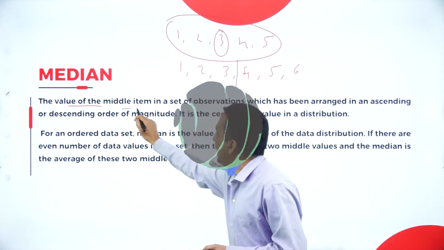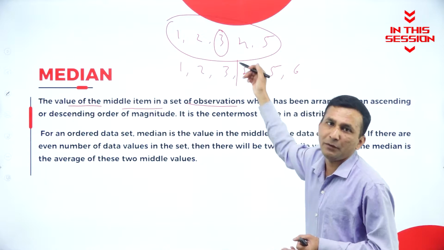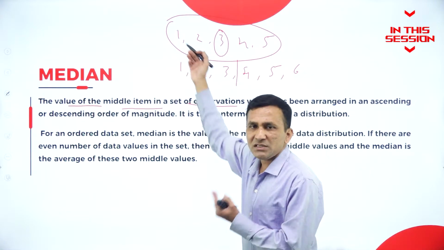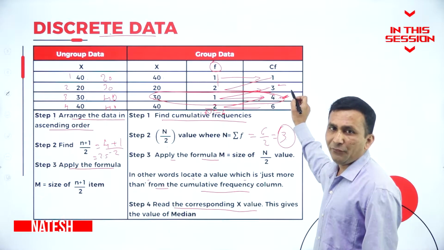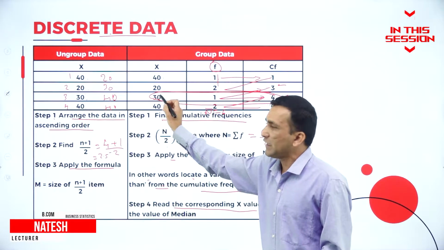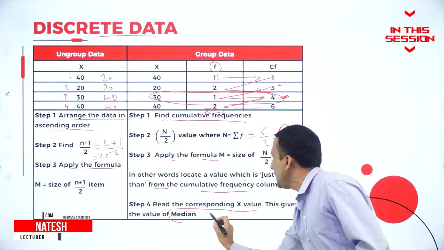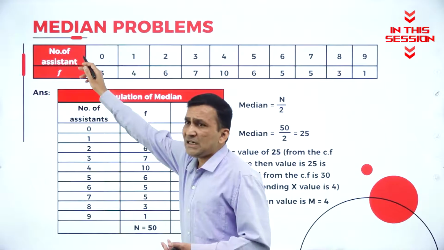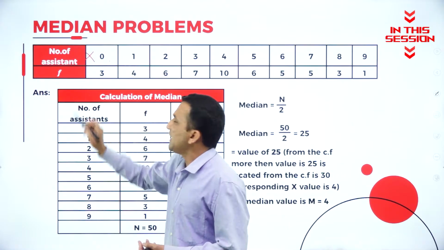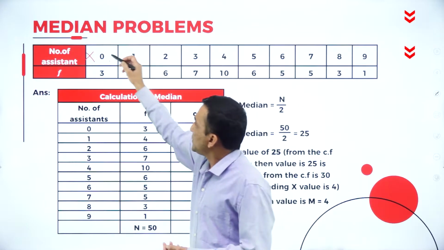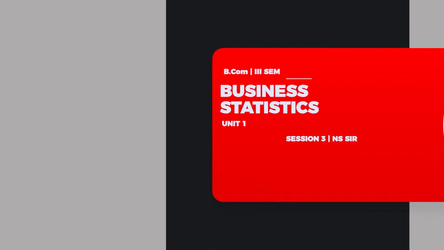The value of the middle item in the set of observations. There are two sets of observations we are able to see: one is odd numbers and one more is even numbers. After locating the more-than cumulative frequency, whatever it is lying in the X series is called the median. In this case, the median is 30. Under discrete data, whatever is given, you just consider it as an X series. Okay, so how many times 0 is repeated, that is the frequency.